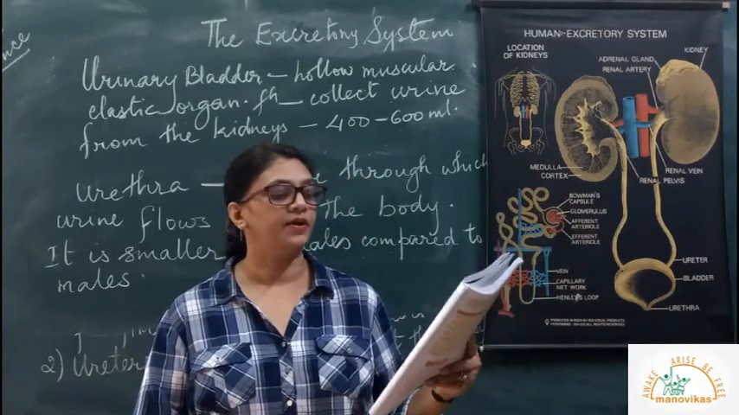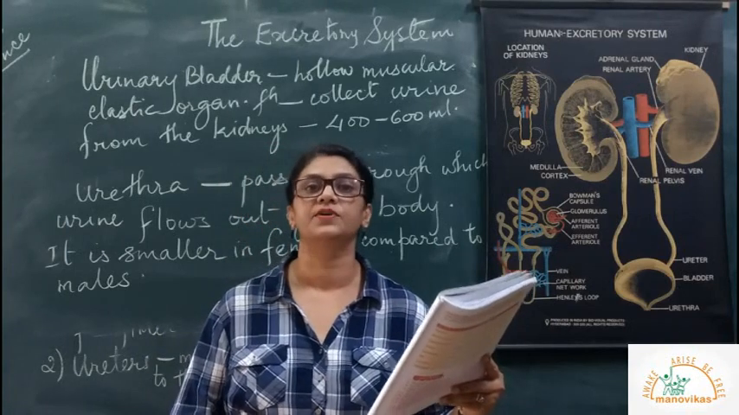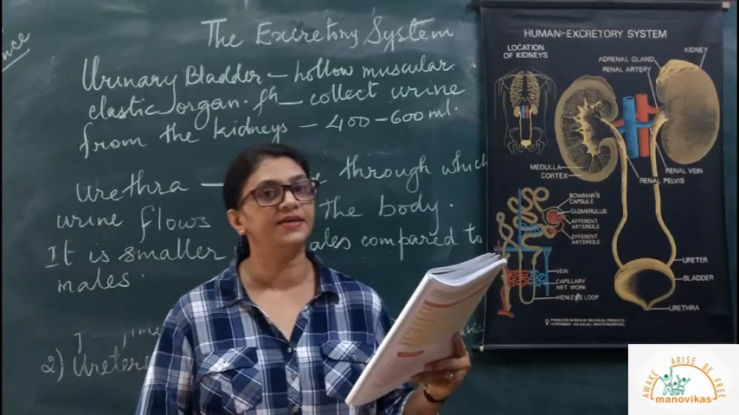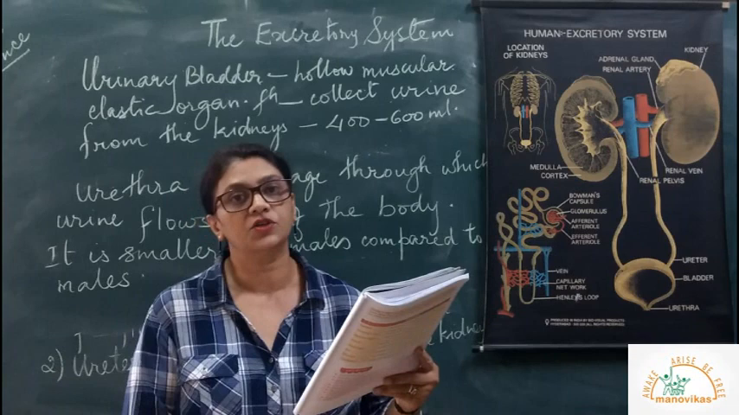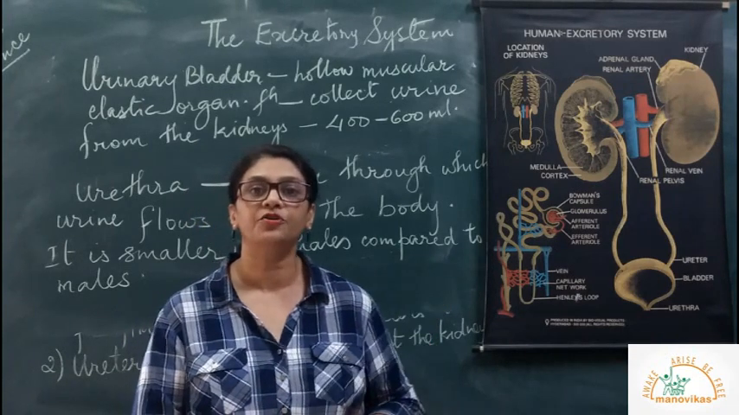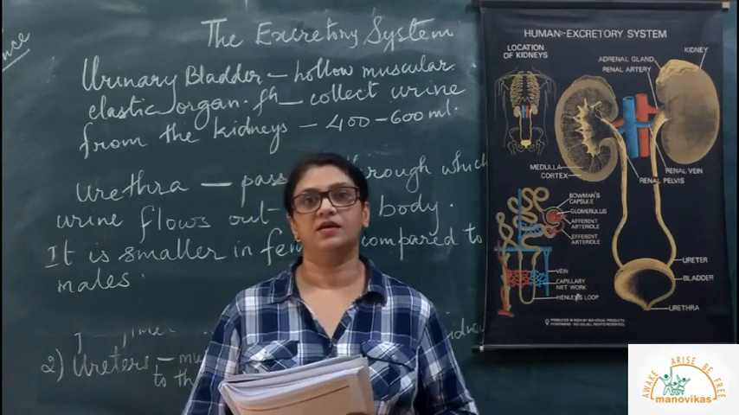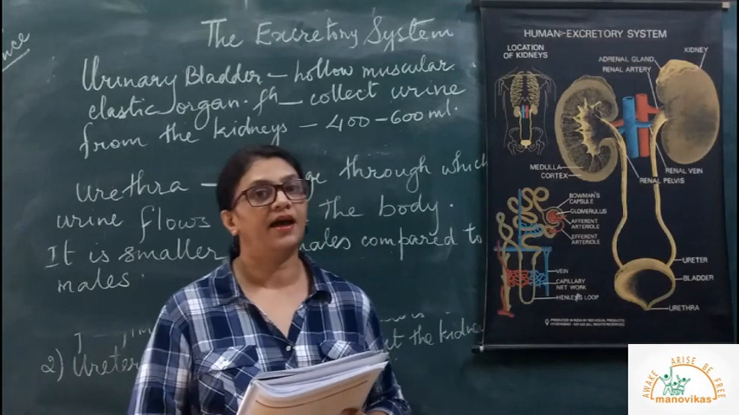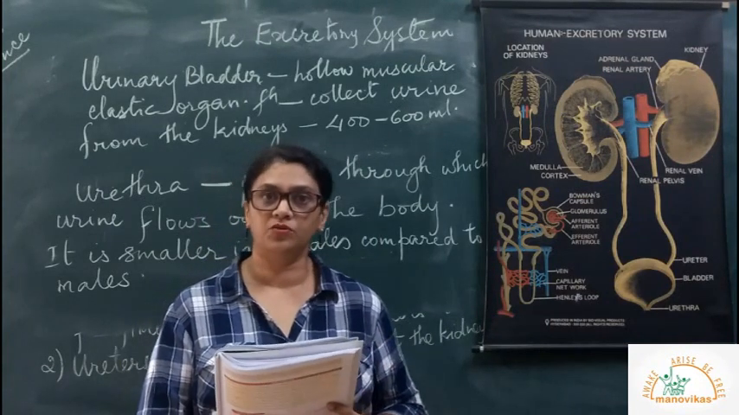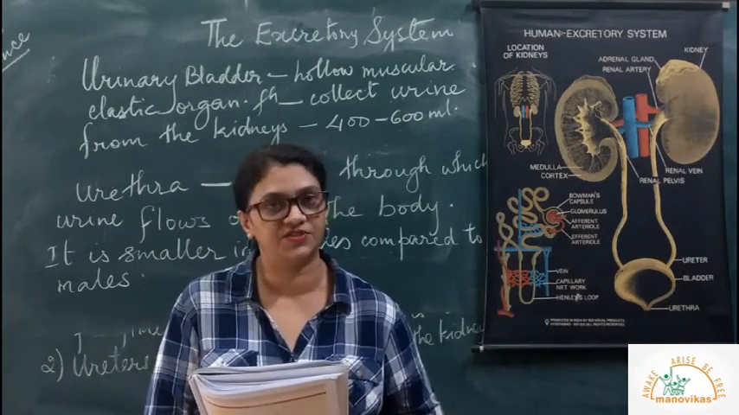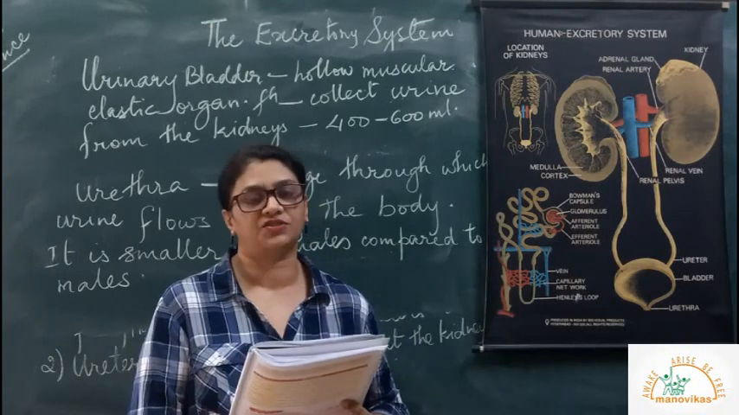The last one, eat fresh and well-cooked food. Stale food can make you fall sick. We must eat food that is fresh, food that is cooked well, so that we do not fall sick. Children, read the lesson. I hope you have understood both the systems, the digestive system and the excretory system.